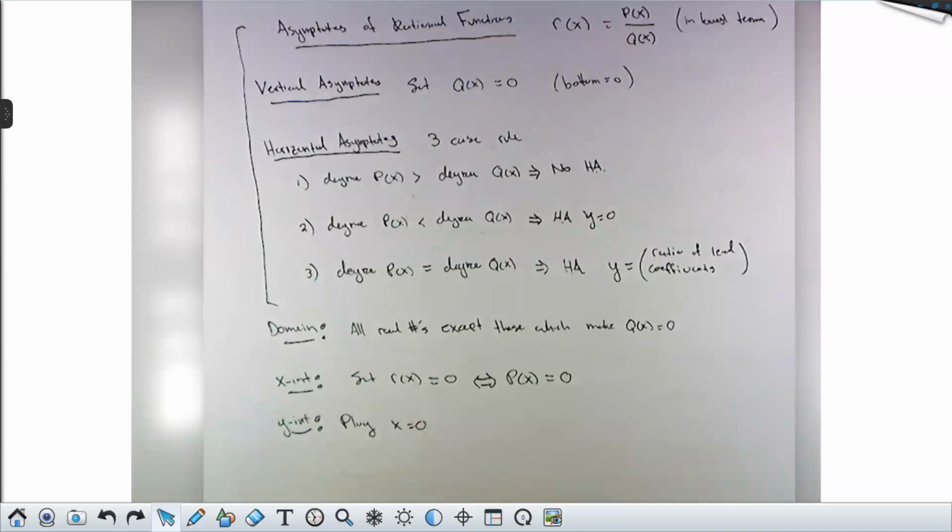Alrighty then. So let's go ahead and try to sketch a graph. This time we're going to have a more complicated rational function. It's not a transformation of 1 over x.